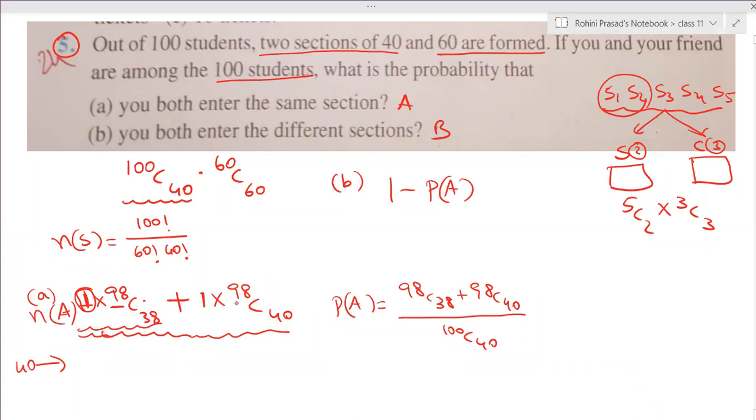98C40. That means leaving you and your friend, both of you, the remaining 98. From the remaining 98, only 40 students are selected and kept in the 40 students group. Automatically, you and your friend will be there in the 60 student group. So this is the number of ways in which this can be done. And the probability is that divided by the number of elements in the sample space.